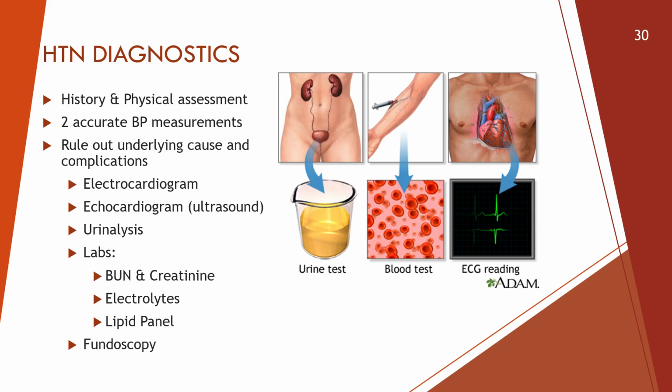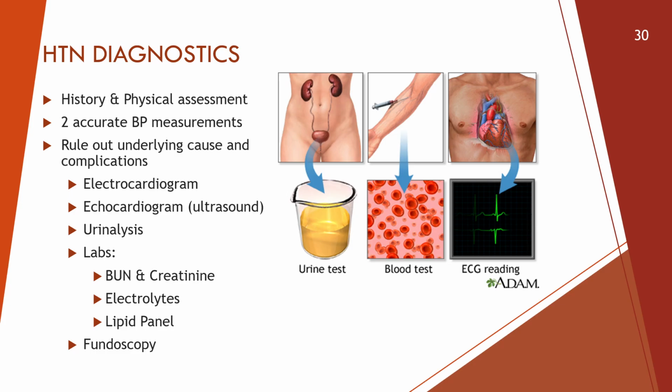Now that you know what hypertension is and the complications we're looking for and trying to prevent, let's talk about diagnostics. Obviously, we want to start with a history and physical, looking at the patient's risk factors and lifestyle habits. We need to have at least two accurate blood pressure measurements before diagnosing a patient. And then, once we know they have hypertension, we're going to do tests to rule out any underlying cause and any possible target organ damage.